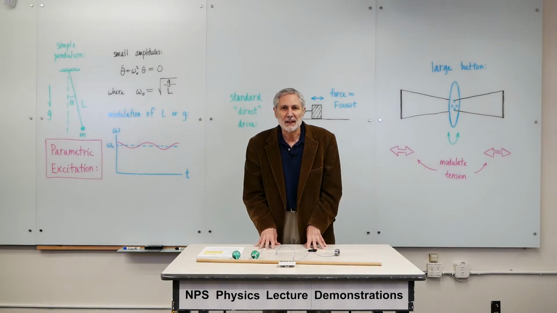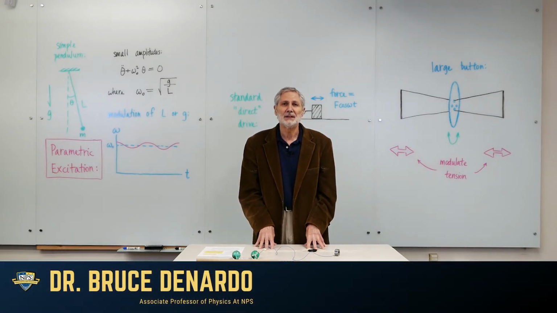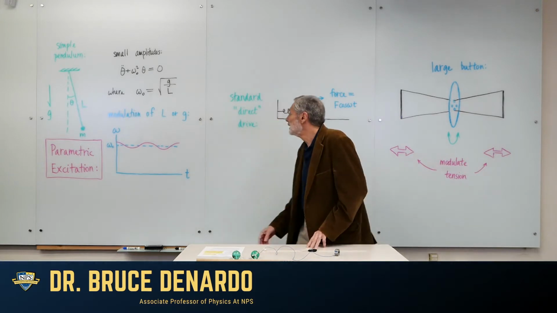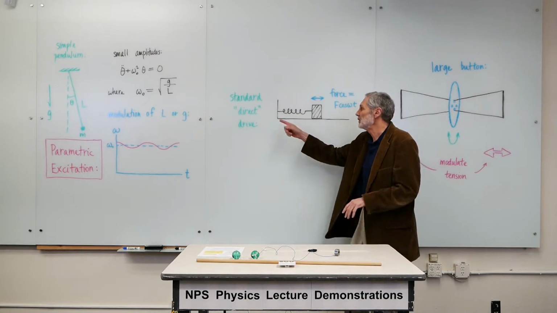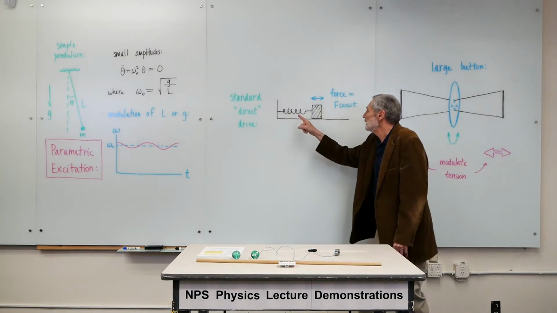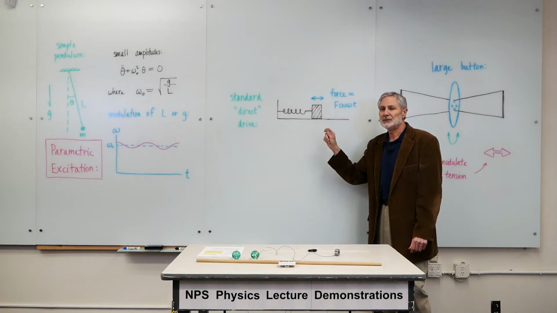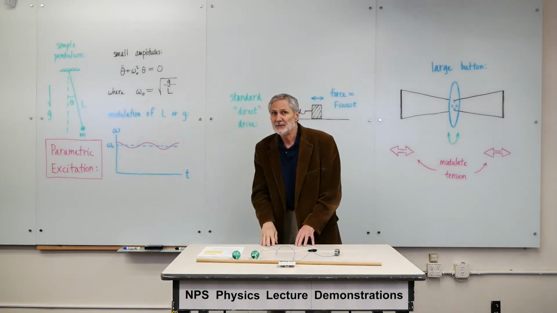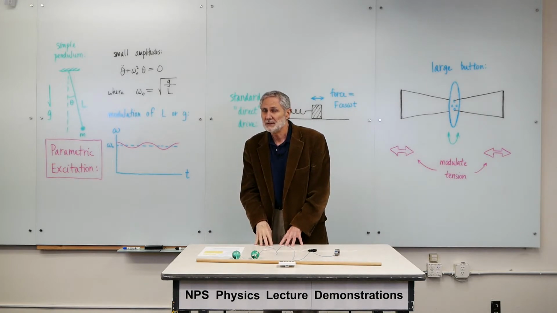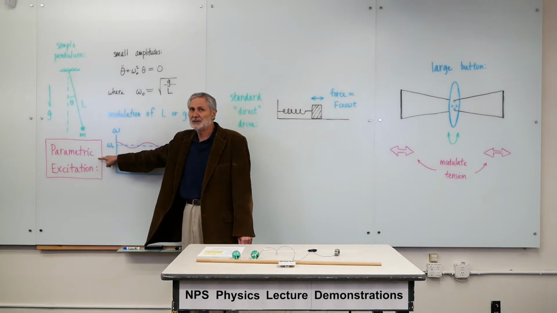Different types of mechanisms can be used to excite and maintain the motion of an oscillator. Here's the standard case that's in all the textbooks. We call it a directed drive. Here's our oscillator, mass on a spring, and an oscillatory force is exerted on the mass. There are other very different ways of exciting and maintaining the motion. We're going to talk today about parametric excitation.